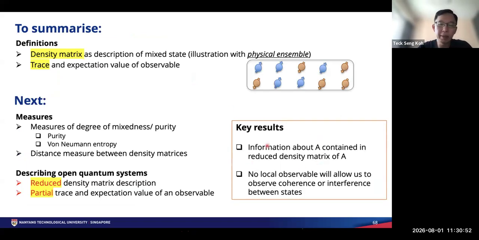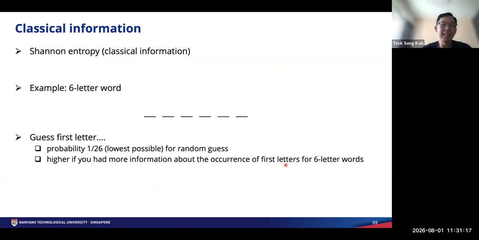Okay, so the key result that I want to impress upon you here is that information about the observable A, information about a system A, is contained in the reduced density matrix of A. Sorry, I'm rushing a little bit. Okay, no. Let me show this later. Okay. I mentioned that you need to talk about density matrix to think about the idea of information.